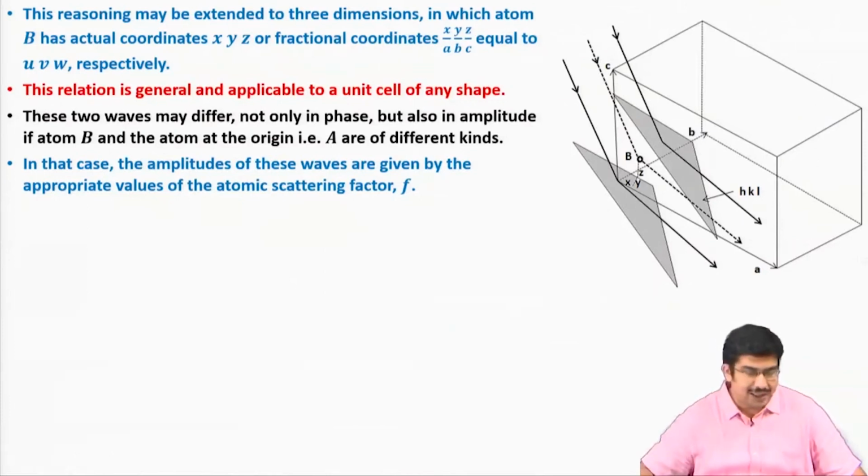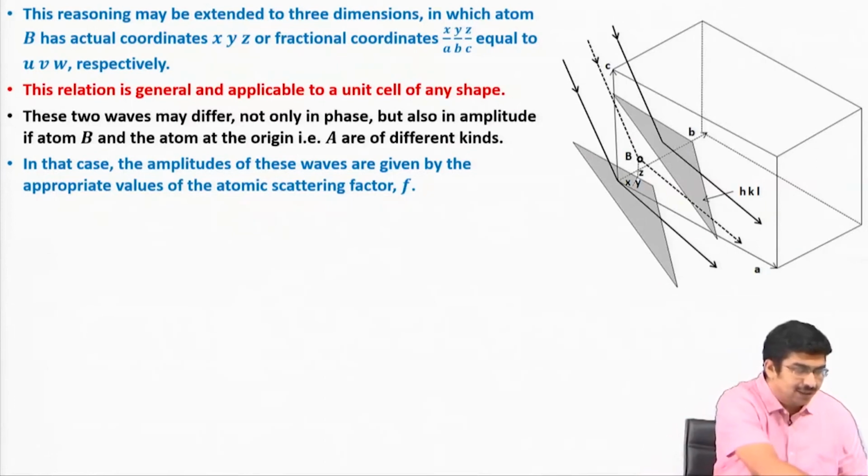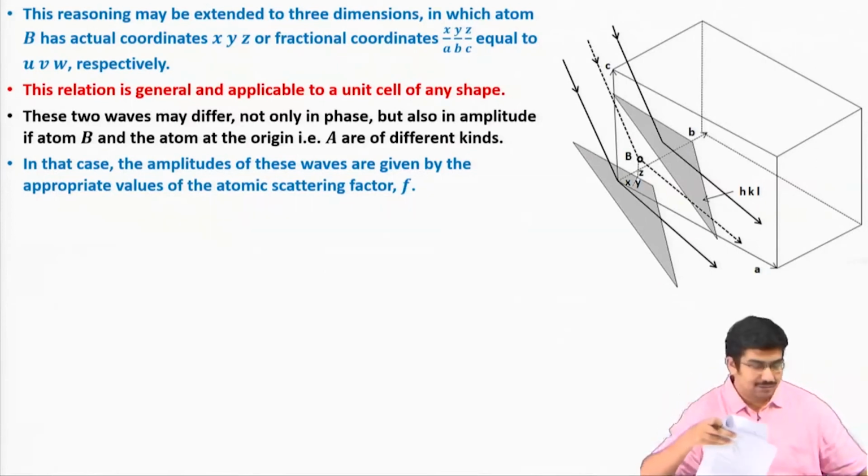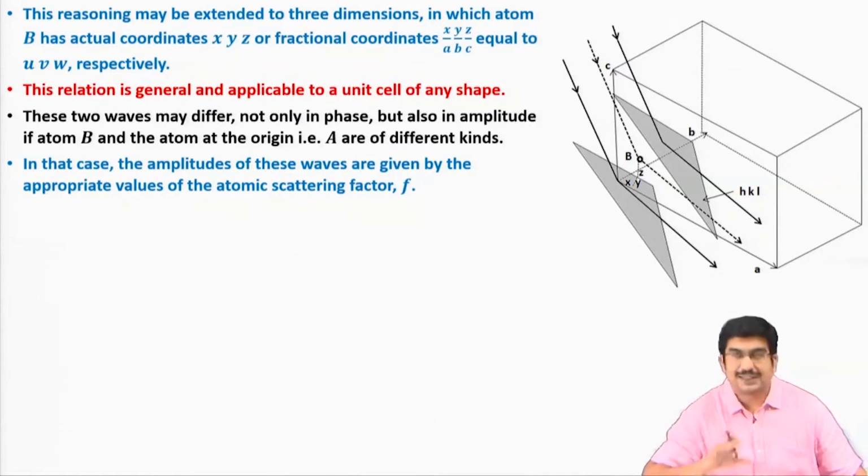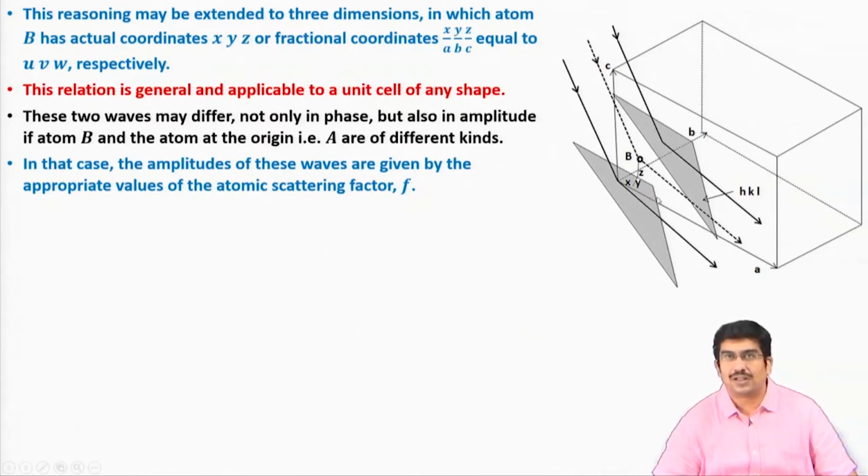I am not going into a detailed derivation of this entire part, but we can extend the same kind of calculation all the way to a 3-dimensional network, where we can imagine that along the origin there is one set of planes going, and then we can imagine another set of planes arbitrarily anywhere in space, making fractional coordinates x a, y b and z c. So, instead of an atom, now we are considering a complete plane here.